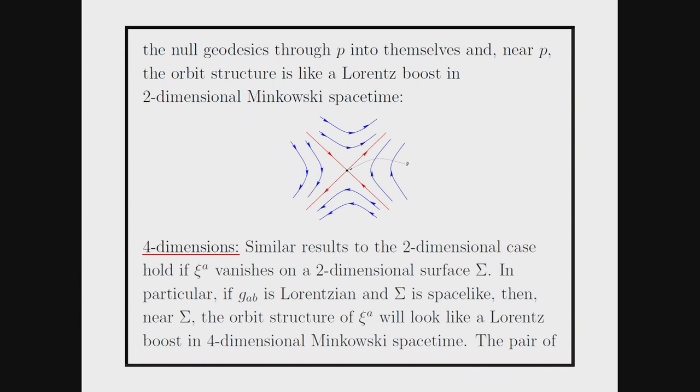So if you have a Killing field that vanishes at a point, then in the tangent space, this is again just two-dimensional, the symmetry is a Lorentz boost. And this is the orbit. This is what I find outrageous, that people don't automatically know what the orbit structure of Lorentz boosts are. So it's the Lorentzian analog of a rotation. But now these orbits are not closed. They're not compact or anything.